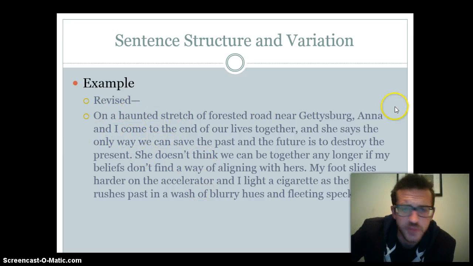Alright, so here is the revised version. On a haunted stretch of forested road near Gettysburg, Anna and I come to the end of our lives together, and she says the only way we can save the past and the future is to destroy the present. Here, in the first sentence, we flipped the predicate and the subject, and then we combined it with the next sentence. She doesn't think we can be together any longer if my beliefs don't find a way of aligning with hers. Alright, so that's the same.